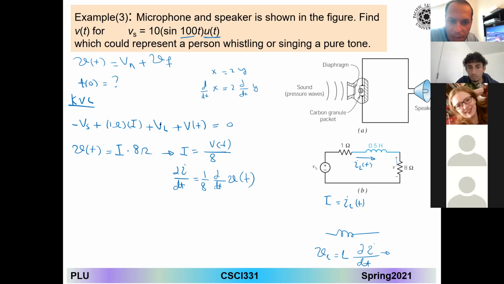So here's my VL right now. I'm looking for VL, and here I have di by dt. So now multiply by L, guys. L times di by dt equals L times 1/8 dV by dt.